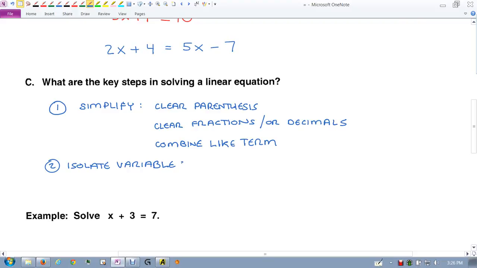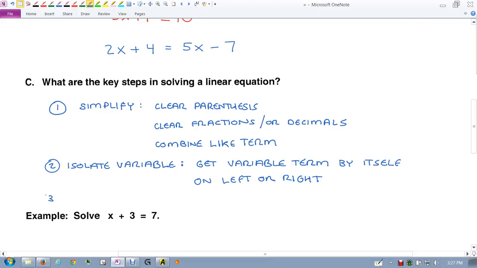What do we mean by isolate the variable? Get the variable on one side of the equation. Get it by itself. Which side of the equation? It doesn't actually matter. You can go left or right. So get the variable term by itself on the left or the right. Doesn't matter. Your choice.